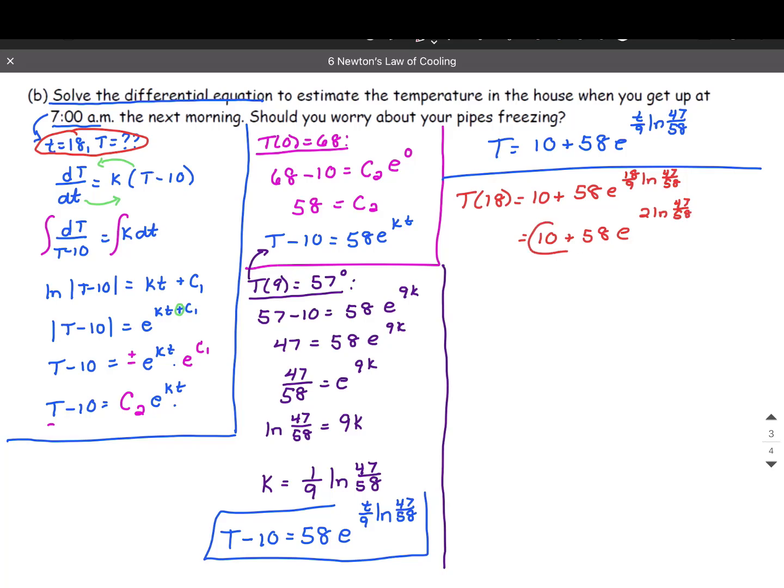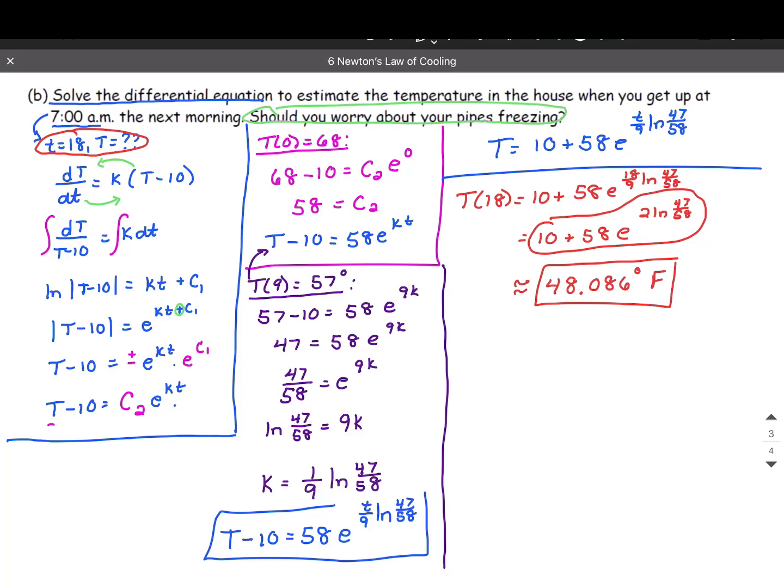Now technically, yes, this is your exact value, but it's not really useful to us, is it? So you're going to go to your calculator and type this in. When we do, it should come out to about 48.086 degrees Fahrenheit. Now there was another question, though. Should we worry about our pipes freezing? No, because remember, freezing is 32 degrees Fahrenheit, so no, we do not need to worry about our pipes freezing.